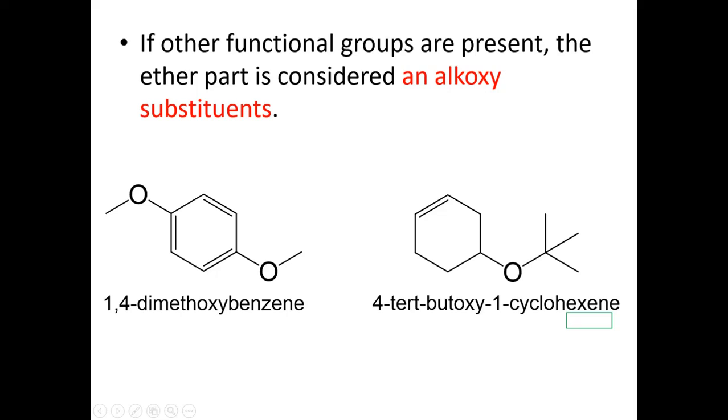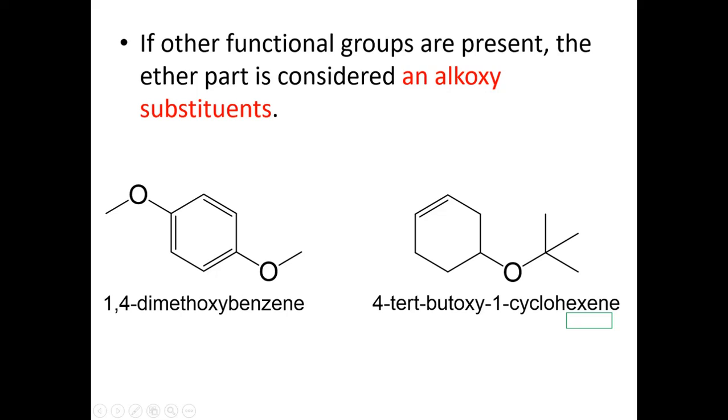So you have 2 ether groups on the benzene. So how to name the structure? You start from here, 1, 2, 3, 4. So 1,4-dimethoxybenzene. Benzene will be the parent chain and this ether will be the substituent. 1 and 4 is the location of the ether group on the benzene ring.